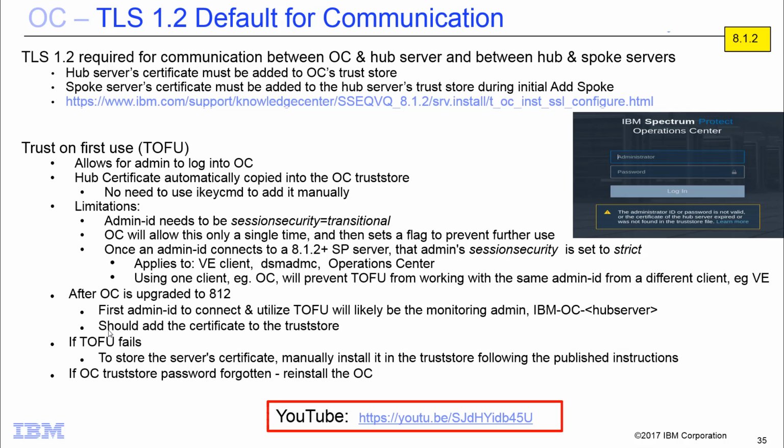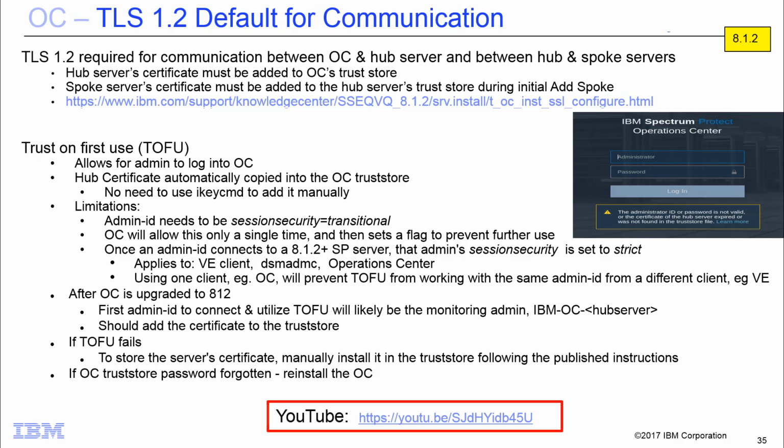Now, if the trust on first use does fail, then to store the server certificate, you can manually install it in the trust store following the published instructions, and that'll be with the GSK commands. I did document that and show you how to do it in this YouTube video, so check that out. It covers both what happens under the covers automatically, and if you do need to do any type of manual certificate insertion, how to do that with the different GSK commands.